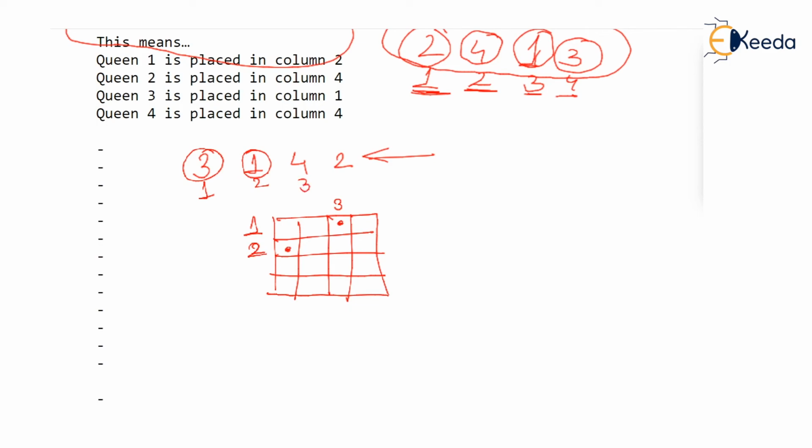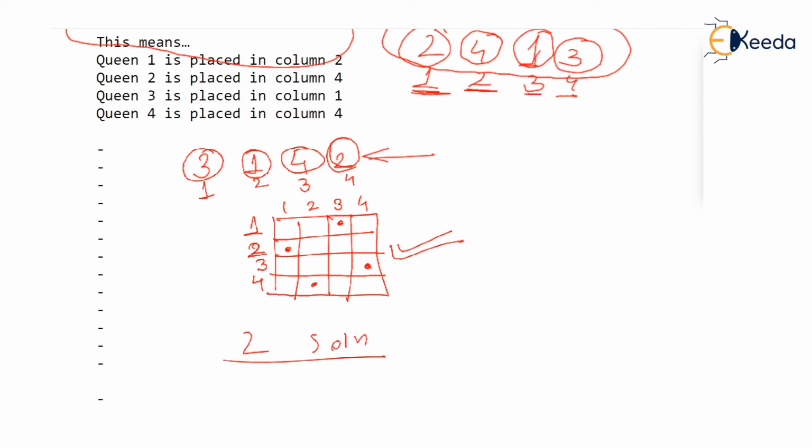Then the third queen is placed in the third row, but in the fourth column. And the fourth queen is placed in the second column. You watch this. These are also non-attacking places for the queens. And there are only two solutions for the four queen problem.